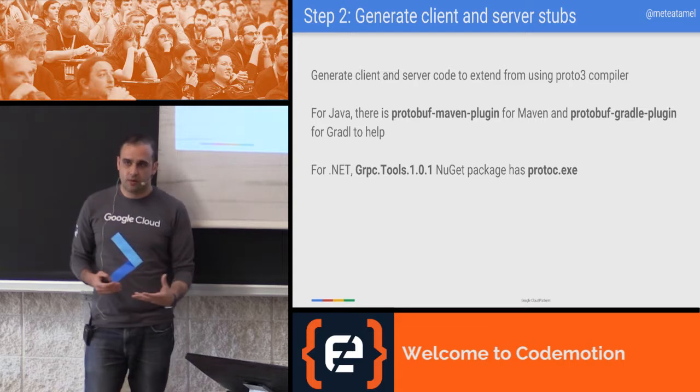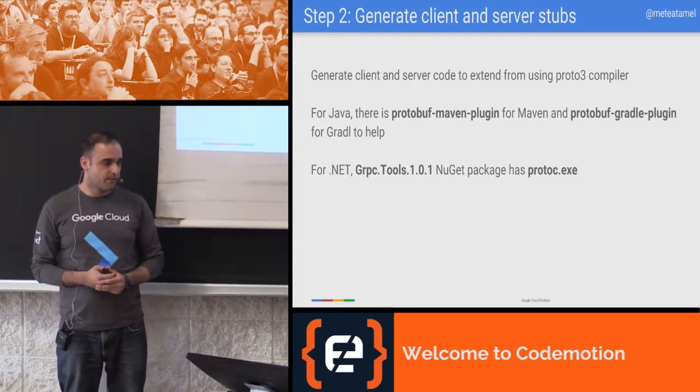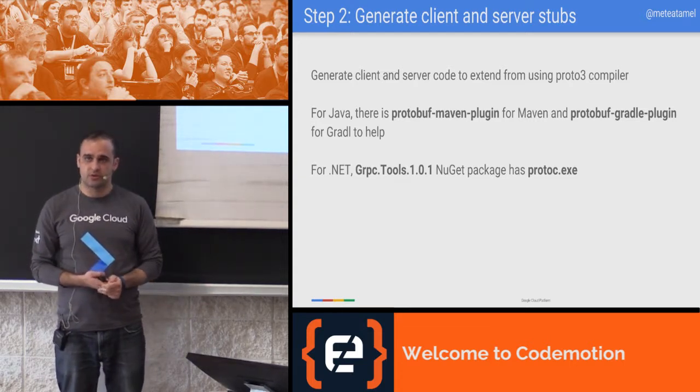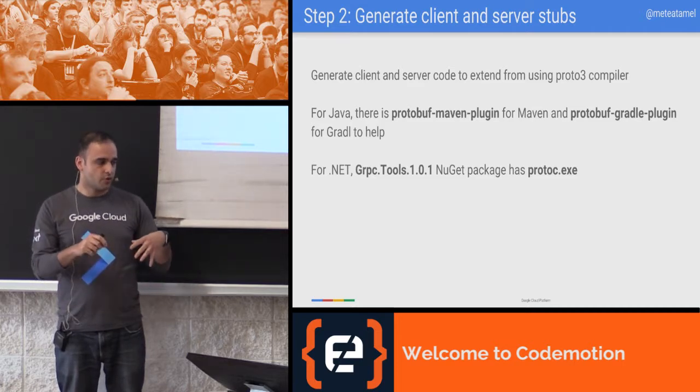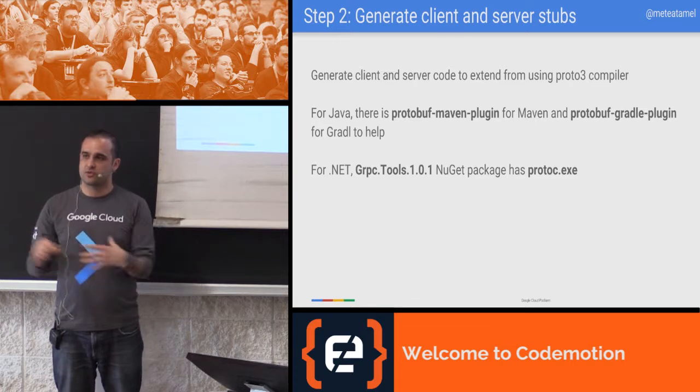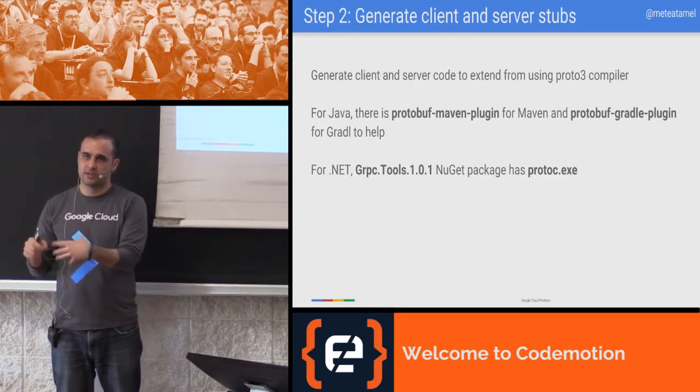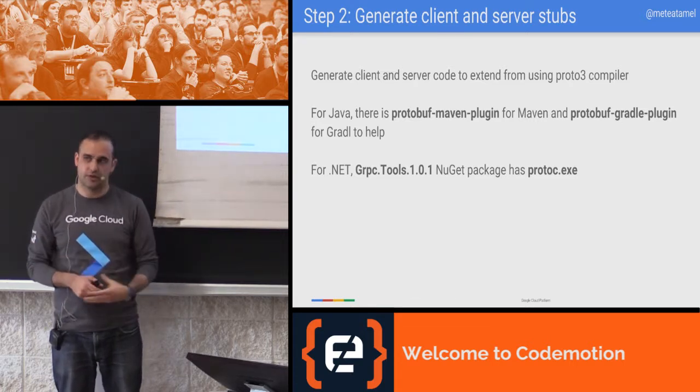Once we have this definition, now we need to generate code. If you're a Java person, you can use the protobuf Maven plugin for Maven, or there's also a protobuf Gradle plugin for Gradle people. You basically point this plugin to the service definition, and it generates the server code and the client code that you need.